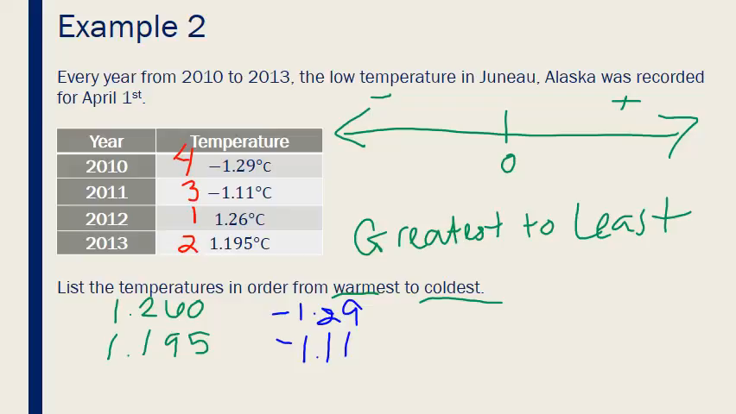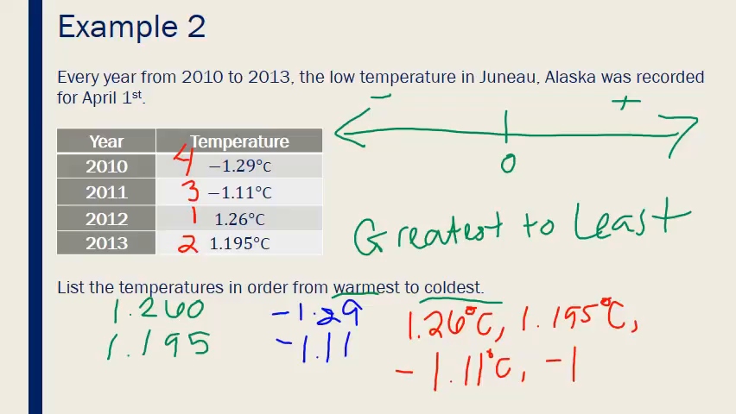So we're going to go ahead and list these out. If I'm putting from warmest to coldest, the warmest would be 1 and 26 hundredths degrees Celsius, then 1 and 195 thousandths degrees Celsius, then negative 1 and 11 hundredths degrees Celsius, then negative 1 and 29 hundredths degrees Celsius. Good job, guys.